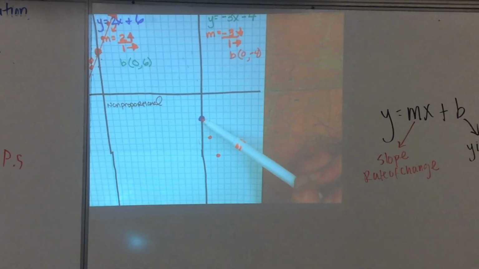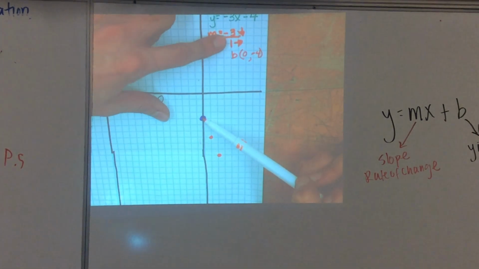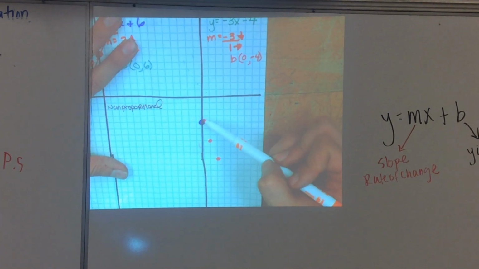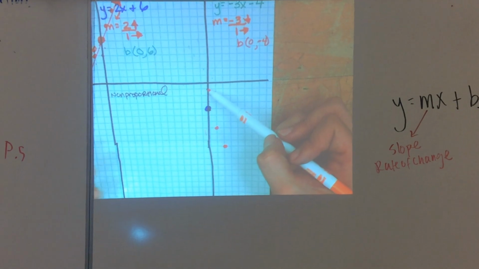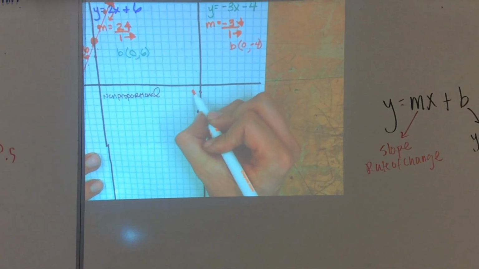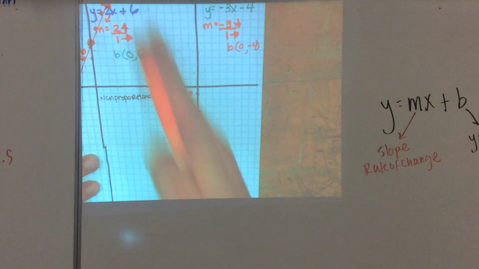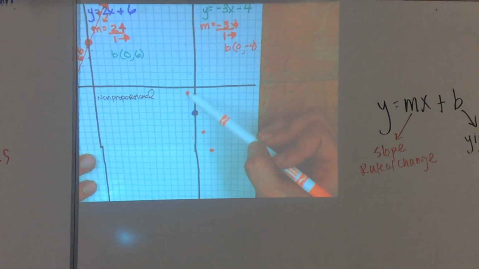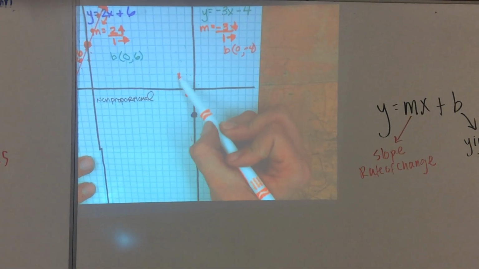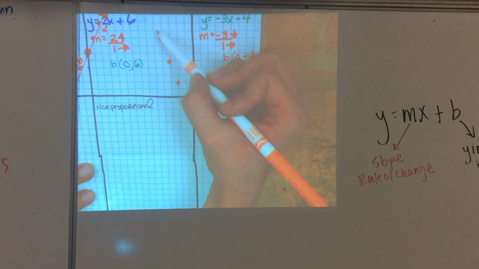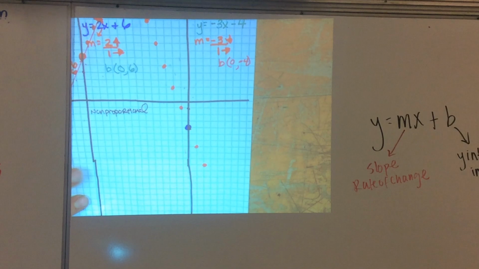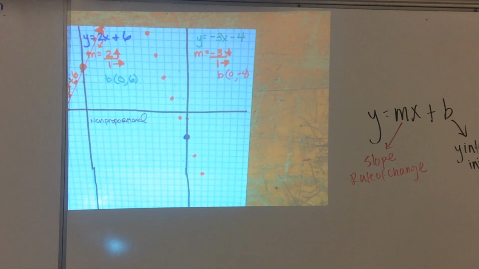Now you're going to do the opposite. Instead of going down 3, you're going to go up 3. 1, 2, 3. And instead of going to the right, you're going to go to the left 1. So boom. There it is. Do you start seeing how my line is forming? Keep on doing it, 3 up, 1 to the left. Look at this beautiful line.